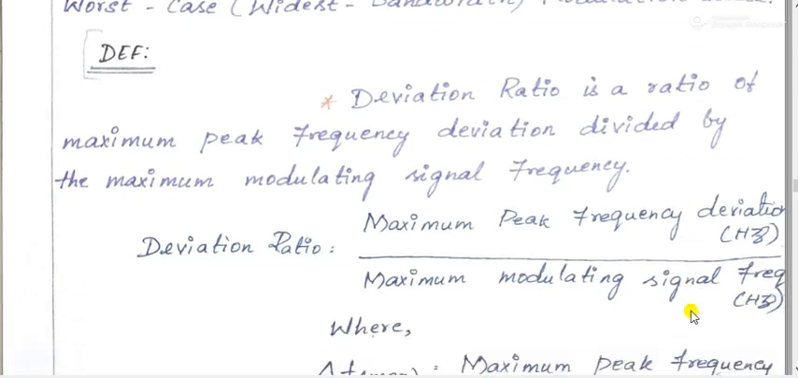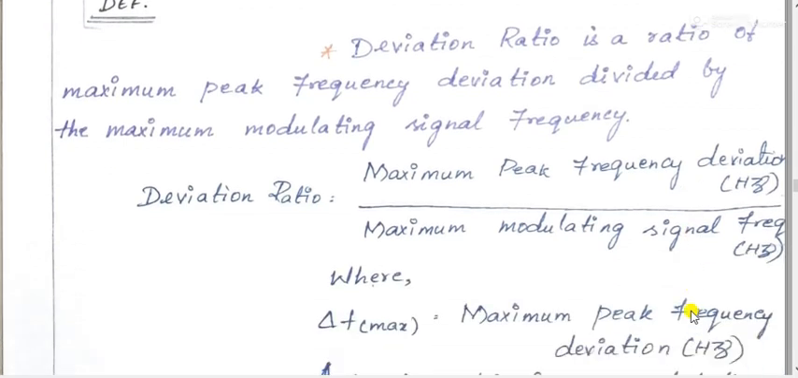Deviation ratio. Deviation ratio is defined as the maximum peak frequency deviation to the maximum modulating signal frequency. So if you know the maximum peak frequency deviation and the modulating signal frequency, you can easily calculate the deviation ratio of the FM signal.